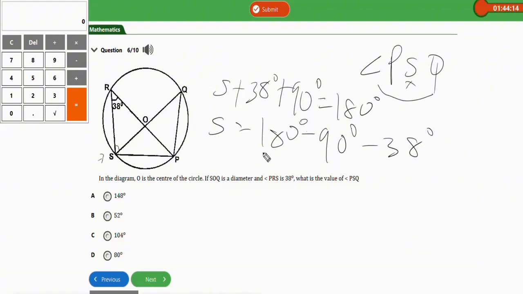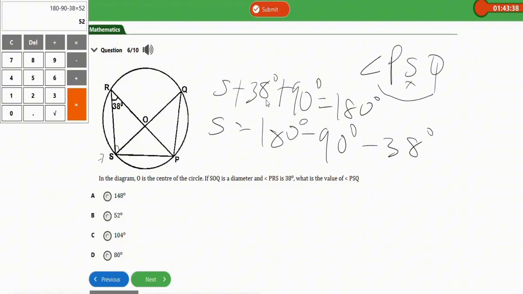Let's punch it in the calculator and see the output: 180 degrees minus 90 degrees minus 38. So we have the output to be 52 degrees. So the correct option in this question is option B, 52 degrees. So take note of this particular question. This is the right answer to it, 52 degrees. Okay, so that's it for this question.